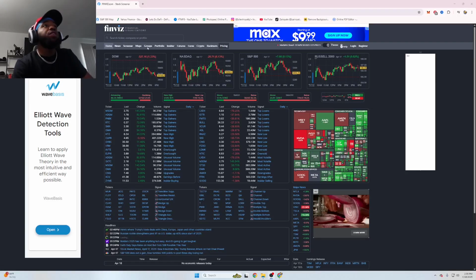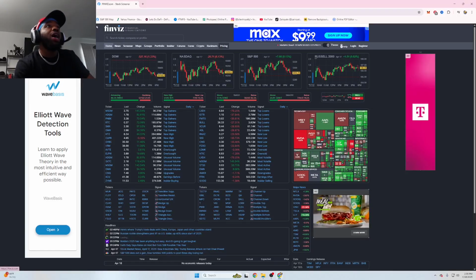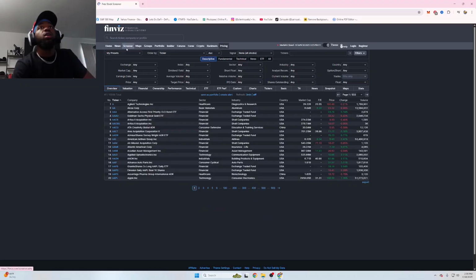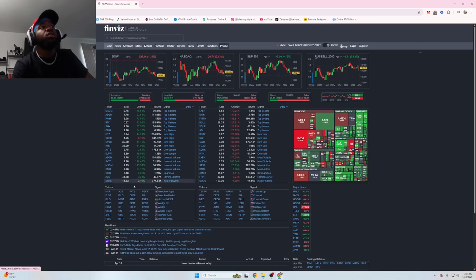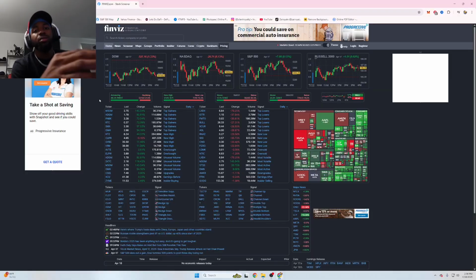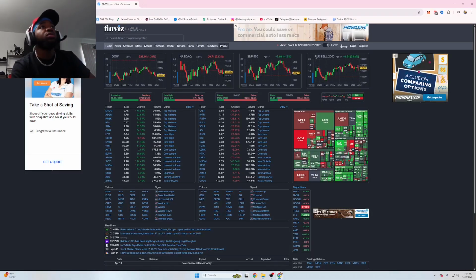All right, so we got FinViz up, right? This is the main stock screener I use. So come over to the FinViz screener. And a screener, we'll touch more into it, is where you can look at different criteria for certain stocks, right? So usually what a lot of people like to do is come over to maps.